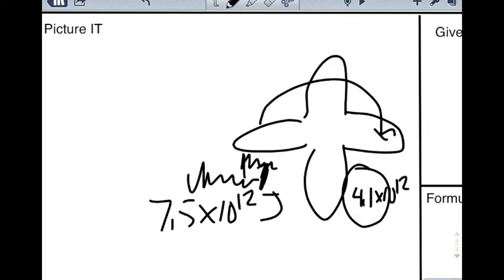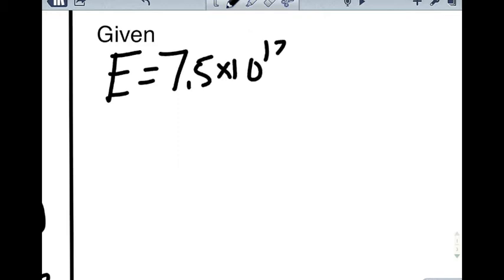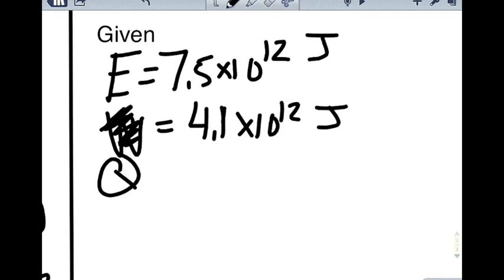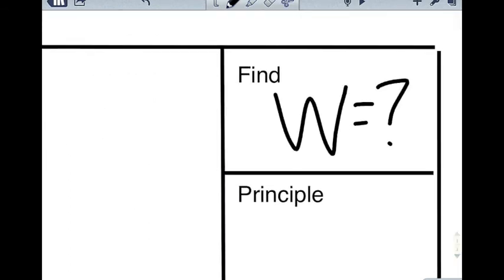So now let's look at our given information. We were given a total energy, I'm just going to call it E for now, and the total energy that was put into the system was 7.5 times 10 to the 12th. We have the energy that's lost as heat, 4.1 times 10 to the 12th, also in joules. What we're trying to find is, what is the usable work? How much work do I actually get out of this system?